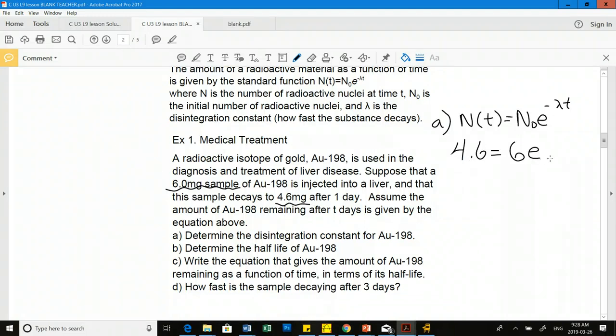E is just a number, so remember we don't have to plug anything in for E because it's a value in and of itself, like pi. And then we have negative lambda, which we're solving for, and time is 1 day. So we're just doing lambda times 1.